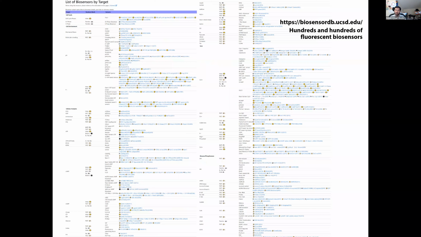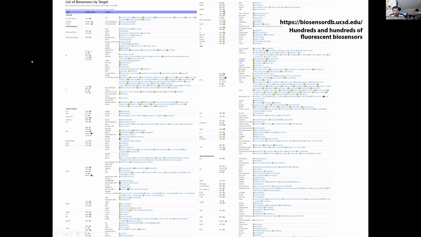These are some screenshots from Biosensor DB, a website at UC San Diego. It lists some of the hundreds of fluorescent biosensors that are out there. There are molecules that will light up in a living cell for changes in pH, ammonium ions, ATP, cyclic AMP. The list goes on and on and on.